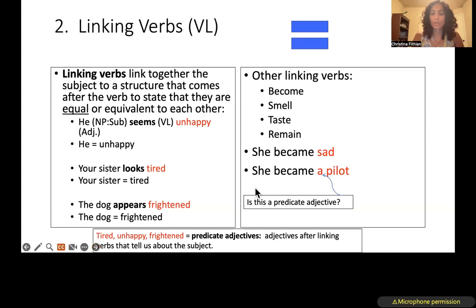So let's take a look at this word become. She became sad. Sad is a predicate adjective, but I can also say she became a pilot. Well, now, is a pilot a predicate adjective? Well, no. In fact, that's a predicate noun, because pilot is a noun, and when we add the determiner a to it, we have a noun phrase. So this is called a predicate noun. Still, it's predicating on the subject. It's telling us about the subject. She equals a pilot, and it's not an adjective.